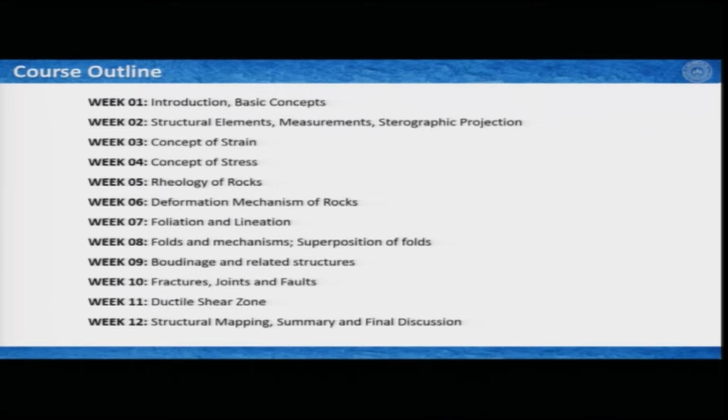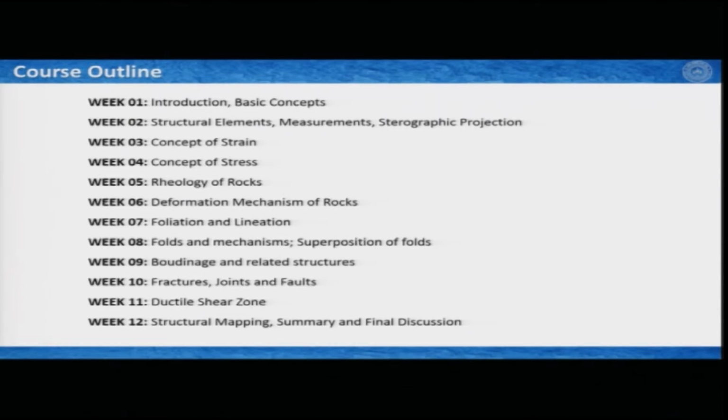We'll learn about strain and stress. We'll learn about rheology and deformation mechanism of rocks. Then slowly we'll go to the actual real rock structures that we see in the field, like foliation and lineation, different types of folds, their formation mechanisms, superposition of folds, then boudinage and related structures, fractures, joints, everything. Then we move to the ductile domain, that's the ductile shear zone, which is very important in structural geology and in general. And finally, we'll end up with some notes on structural mapping, summarize this course, and do some discussions for the future developments and studies.